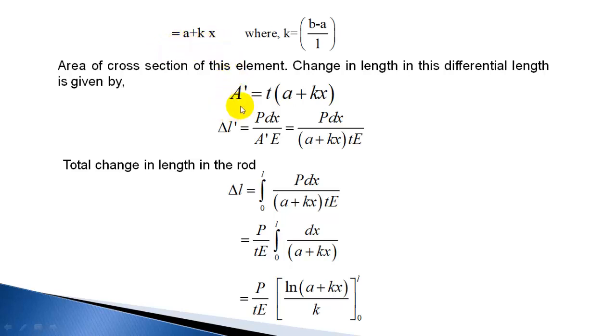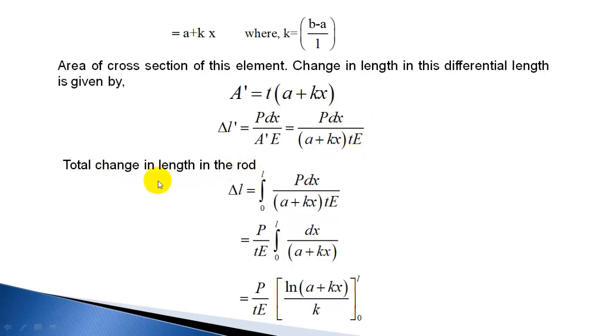Now area at that point is width into thickness. So thickness is t, width is a plus kx. Now the deformation of the differential element. In that differential element, deformation you can represent as delta L dash. So PL by AE, I am using P into dx. L is dx. Area is (a plus kx) which is width into thickness, into Young's modulus.